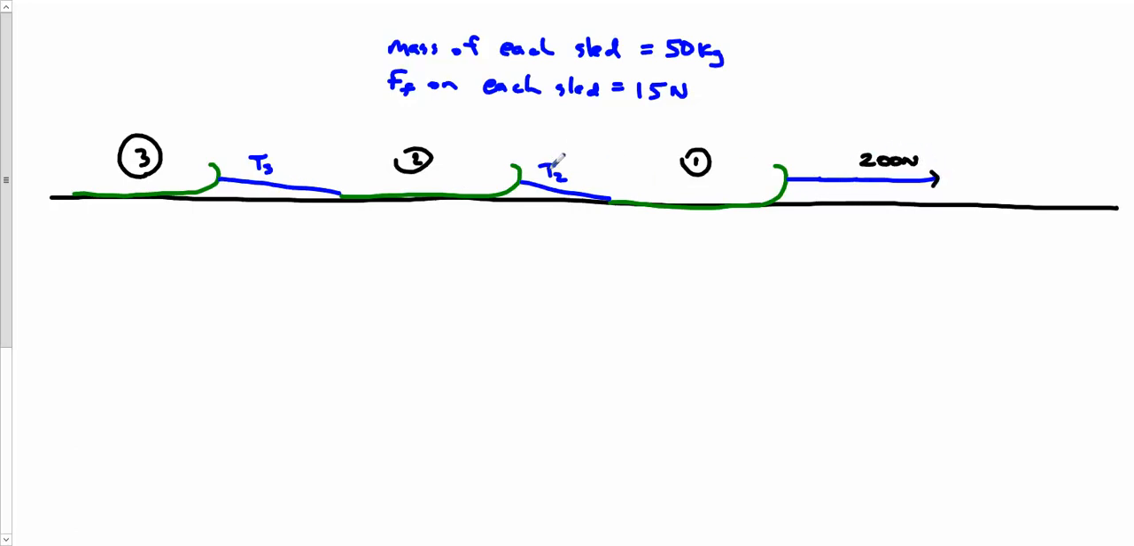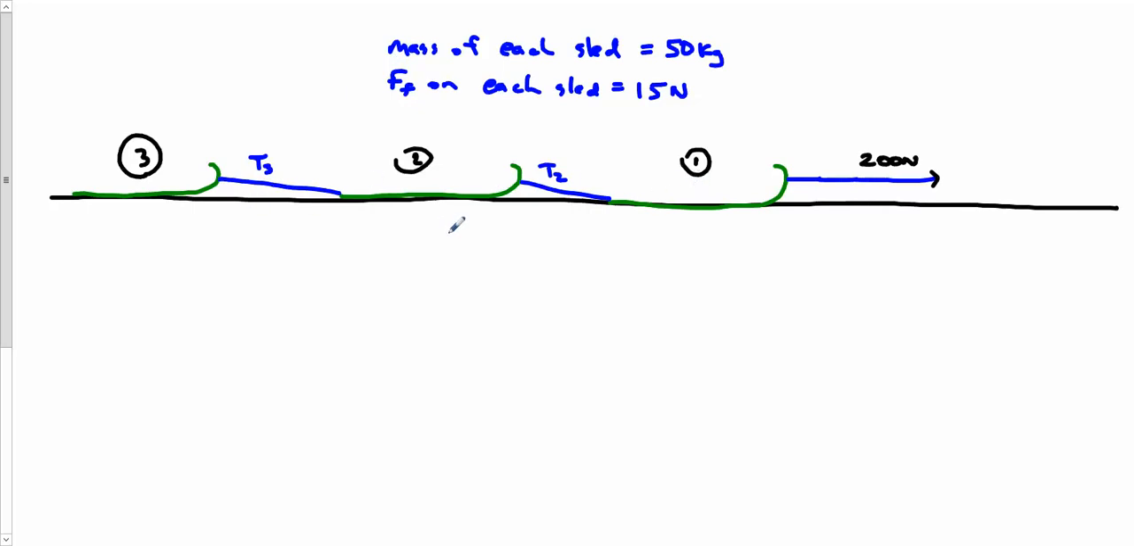This one has a force T2, tension in this rope, and tension in this rope, and the question is what are the values of T2 and T3? I know the mass of each sled is 50, 50, 50 kilograms, and the friction, I'm not giving you a mu here, I'm going to make it slightly easier. I'm just going to tell you what the force of friction is total on each one.